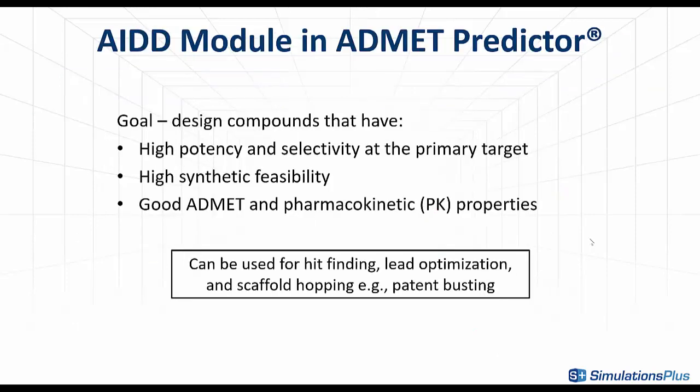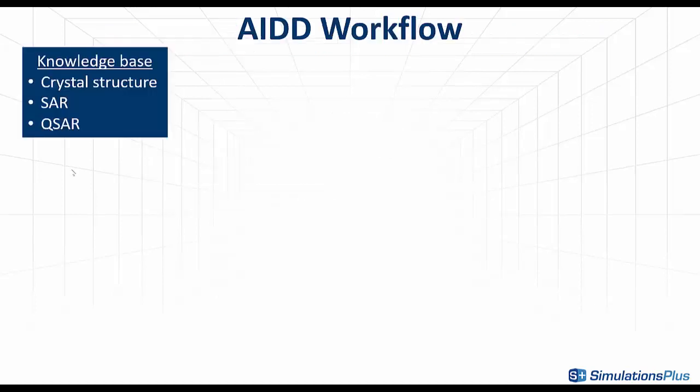Now I want to specifically start talking about the AIDD module in ADMET Predictor. The goal here is to design compounds that have high potency and selectivity at the primary target, high synthetic feasibility, and good ADMET and pharmacokinetic properties. This can be used in the hit finding, lead optimization, and scaffold hopping phases of the lead discovery process.